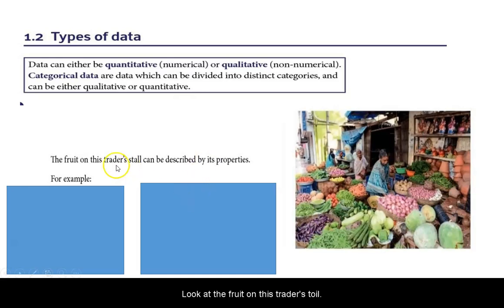Look at the fruit on this trader's stall. It can be described by its properties. So we can look at these fruits on the trader's stall and try to describe their properties. Just look at it and tell me how you could describe that.